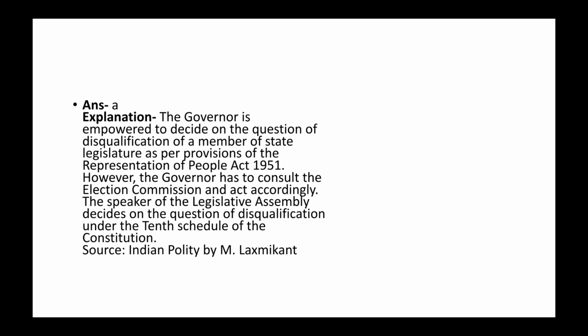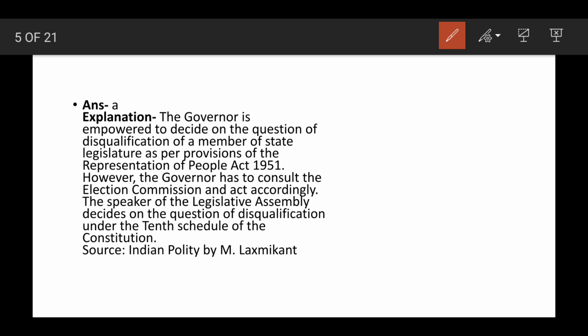So the answer is 1 only, and A is the correct option. The Governor is empowered to decide on the question of disqualification of a member of the state legislature as per the provisions of the Representation of People Act 1951, where the Governor has to consult the Election Commission and act accordingly. The Speaker of the Legislative Assembly decides on the question of disqualification under the 10th Schedule of the Constitution. That is the correct explanation.